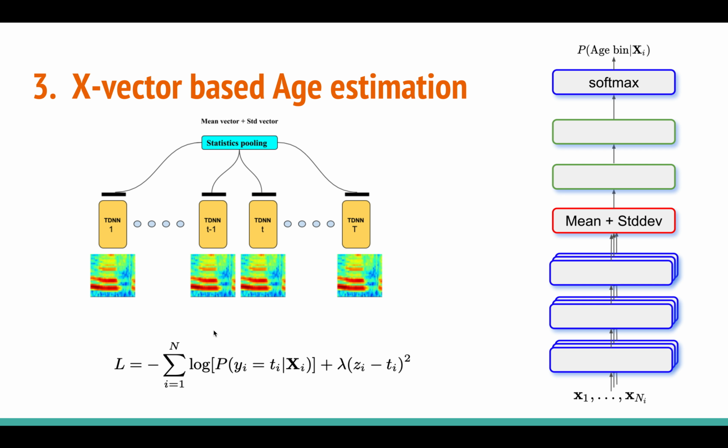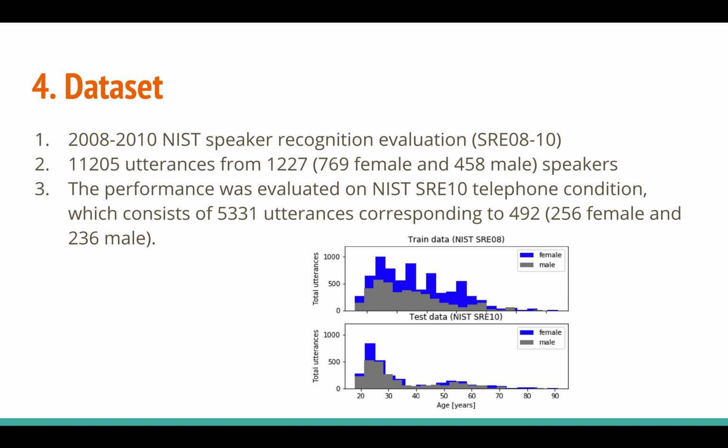So optimizing this loss using standard stochastic gradient descent with some learning rate will train the network and give us good parameters which will do a good job on testing data. Let's see the results in the coming slides, but this is the overview of this X vector based age estimation model. And coming to the dataset, what is the dataset they used?